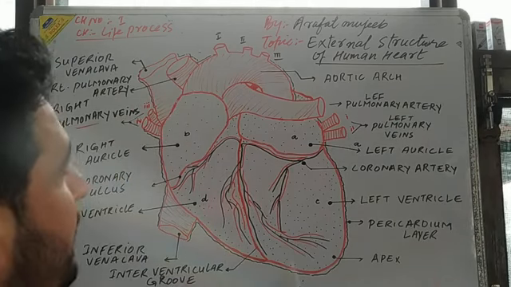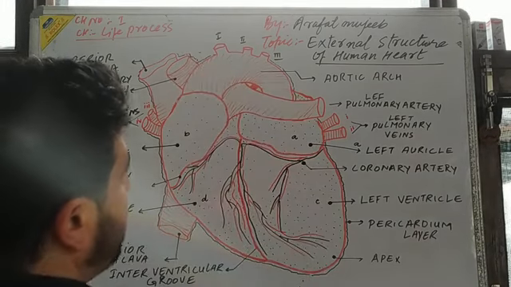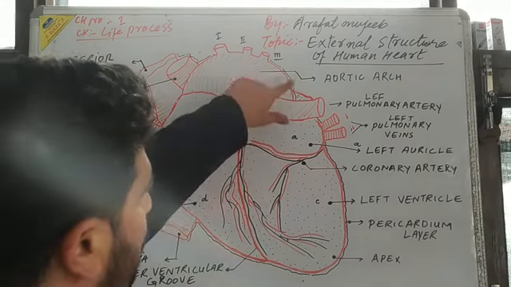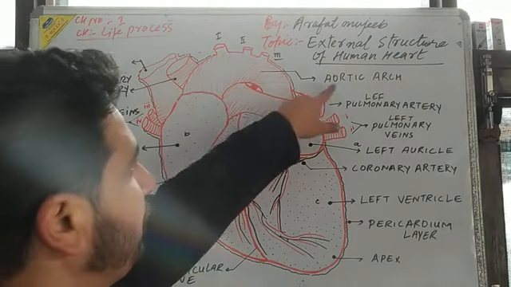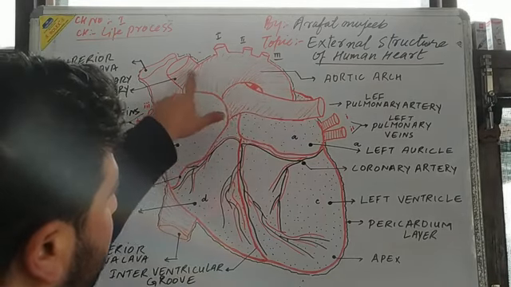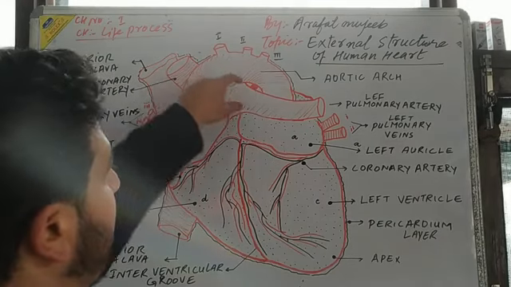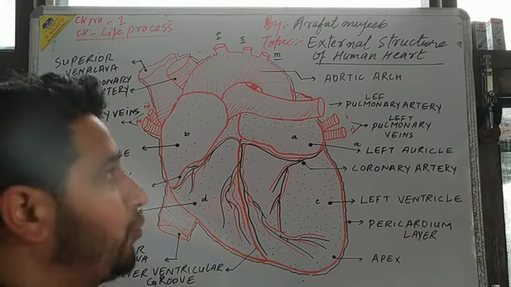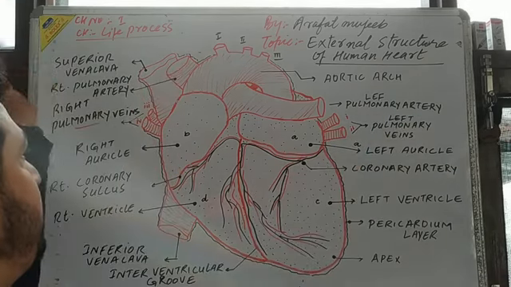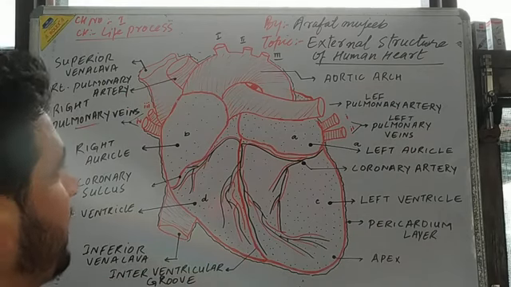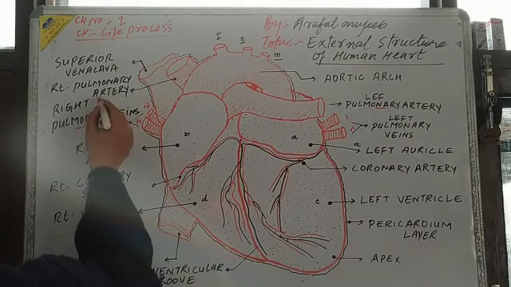Then we move ahead. This is known as the pulmonary arch, and it crosses the aorta. This big blood vessel that comes out is the aortic arch; the pulmonary arch passes through near it. This is known as the pulmonary arch. This pulmonary arch divides into two: one is the left pulmonary artery and the other is the right pulmonary artery. Look here, I have shown the left pulmonary artery and right pulmonary artery.